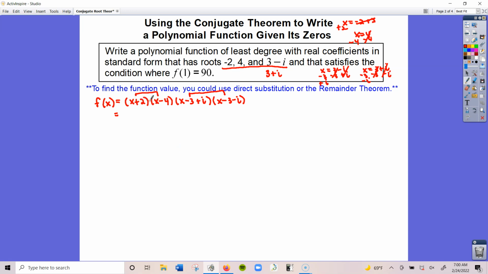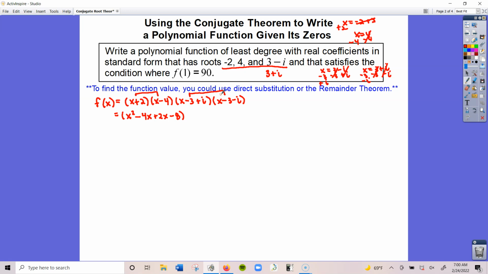So x plus 2 times x minus 4, we will get x squared minus 4x plus 2x minus 8. Now I chose, and I'm always going to do this, I'm always going to multiply those conjugates together.